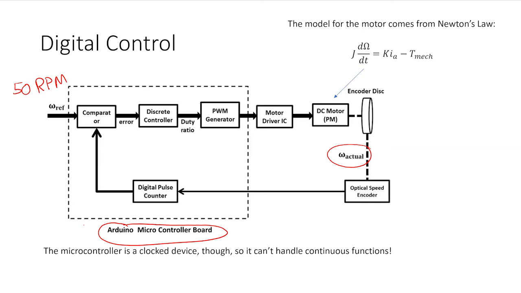So code that basically goes through and says, all right, tell me what the speed is. So this would be a speed measurement right here. So tell me what the speed is and compare that to what I want it to be. And then basically tell the motor what to do. So this code in here tells the motor ultimately what to do.